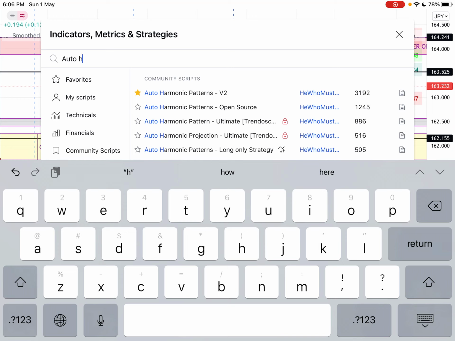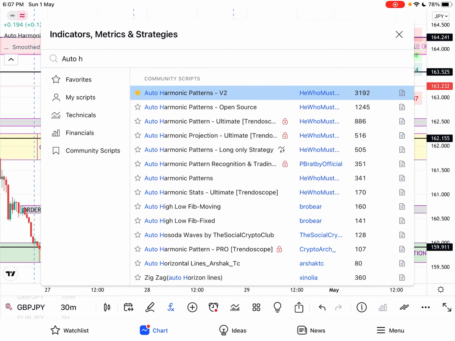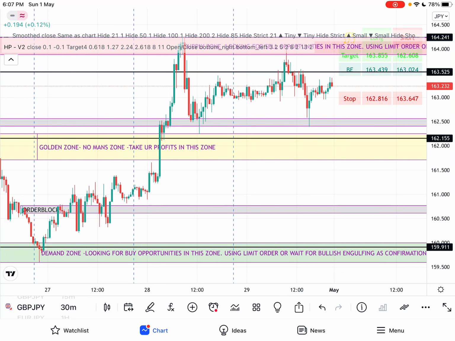Yeah, so that is the first one, the auto harmonic pattern V2 by He Who Must. It has about 3,192 community likes. Okay, so let's add it on our chart. It will also come with a lot of data. We'll take the table off. We are just interested in the patterns drawn by the auto harmonics.